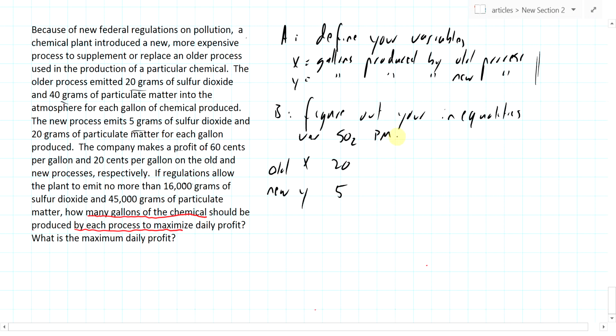Particulate matter, we'll say PM. The old one emits 40 grams. The new one emits 20 grams. Great. Then of course we have totals. You can't have more than 16,000 grams of sulfur dioxide, and you can't have more than 45,000 grams of particulate matter. And then the last step is the profit, 60 cents in the old, 20 cents in the new.